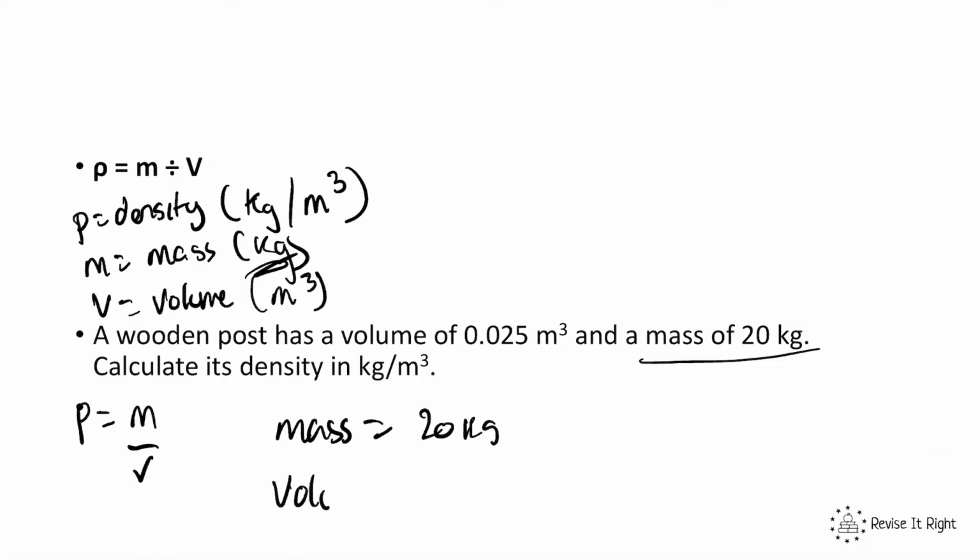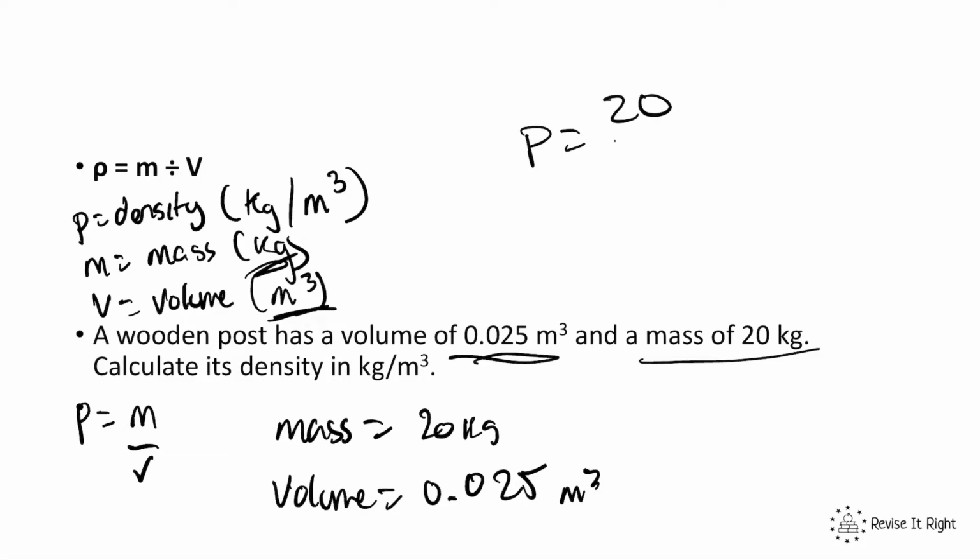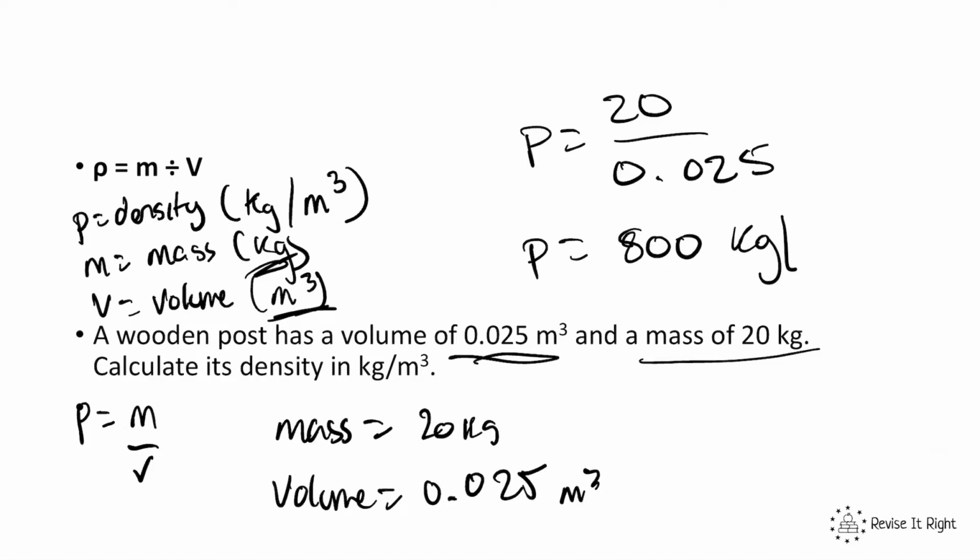And then our volume is equal to 0.025 meters cubed, and that is the correct unit. So we can then put this into our equation. Density is equal to 20 divided by 0.025. Therefore our density is equal to 800 kilograms per meters cubed.